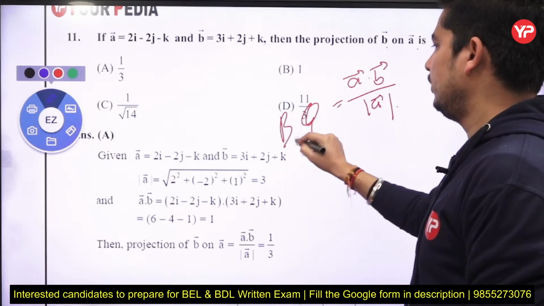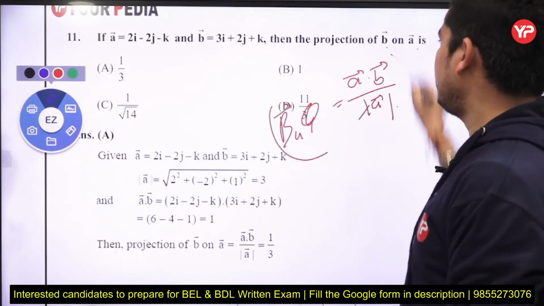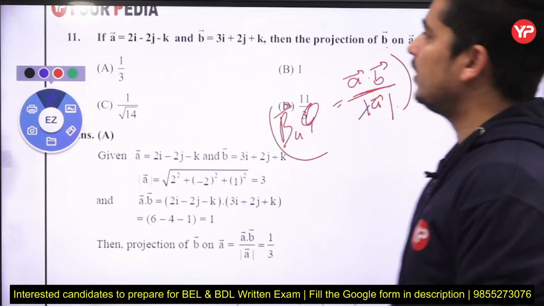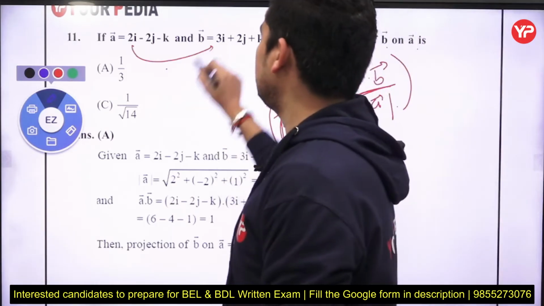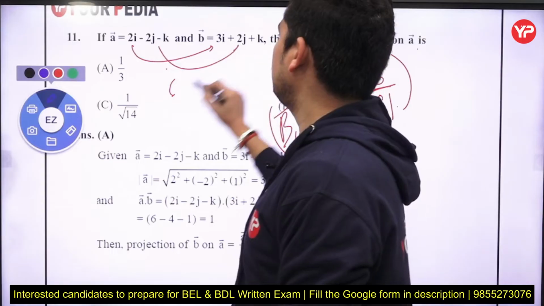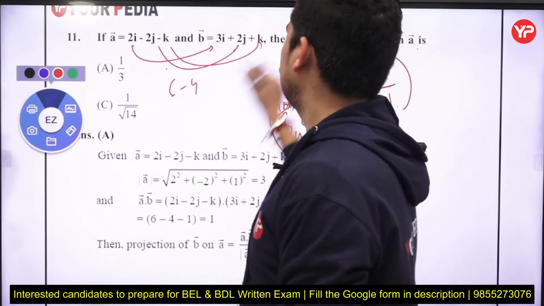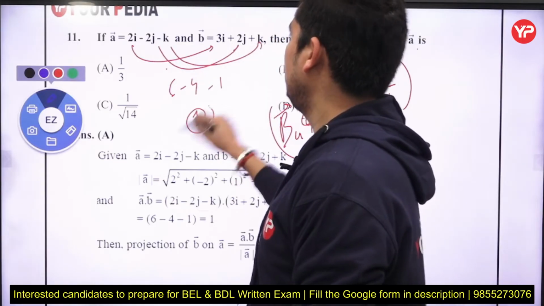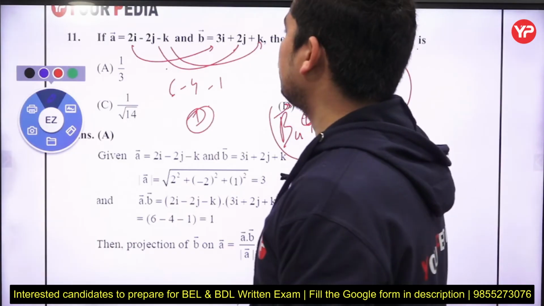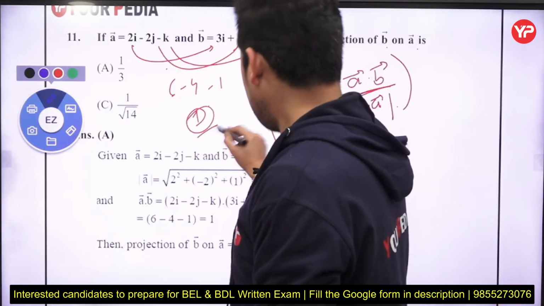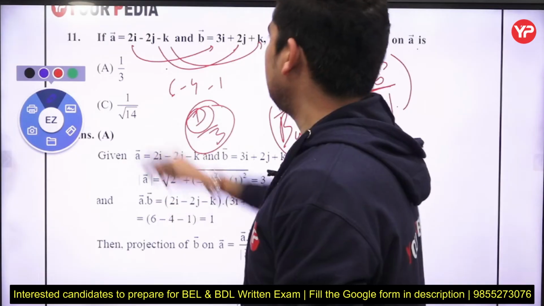So B on A, right? We have to find the dot product of A and B. If you find the dot product, then it will be 2 into 3, 6, 2 into 2, minus 4, minus 1, that will be 1, and the magnitude of A is 4 plus 9, 9, 3, that is 1 by 3. So it is going to be 1 by 3.